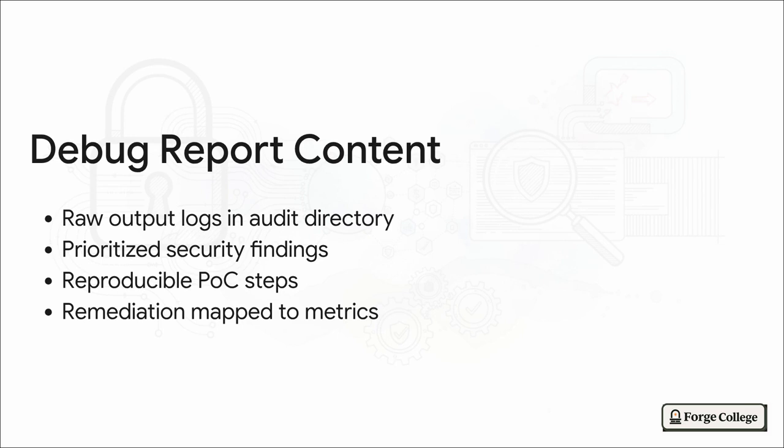First, the raw output logs saved neatly in an audit logs directory. Second, prioritize findings, using your threat model to rank what's a high, medium, or low severity issue. Third, those reproducible POC steps we talked about earlier so anyone can actually trigger the bug. And finally, remediation mapped to metrics. Every fix you propose has to trace back to our core success metrics, like if you fix metadata tampering, you need to explicitly state how that restores our integrity metric.